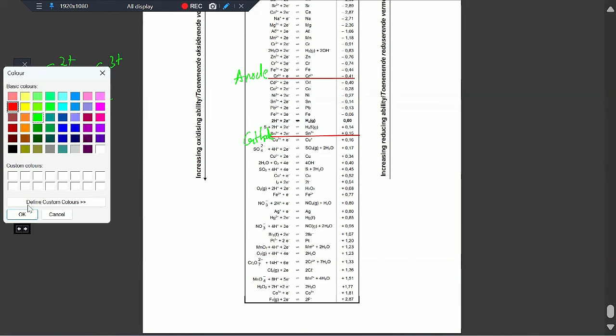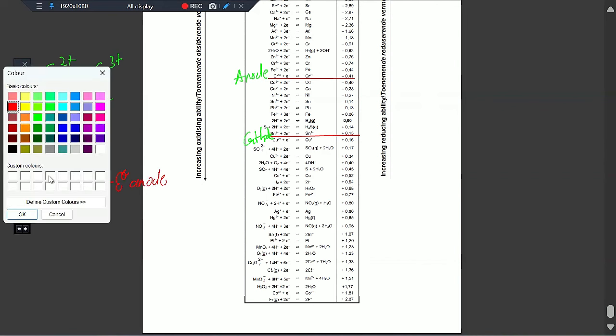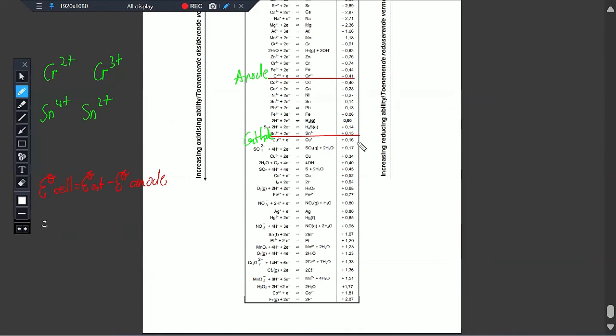Now, to calculate our E cell, we know that E cell is equal to E cathode minus E anode, right? That means our E cathode, as we can see here, is 0.16, and then minus our E anode, which is negative 0.41. Then all you do is grab your calculator and punch in 0.16 plus, because of the negative and negative, 0.41. This is going to give us 0.15, okay? So 0.15 and not 0.16. So this is supposed to give me 0.56 positive, right? Yes, correct. I had taken the wrong one there. And then this is 0.56.